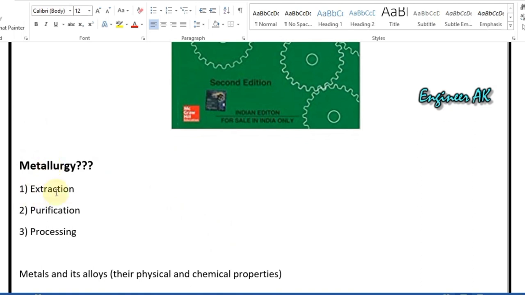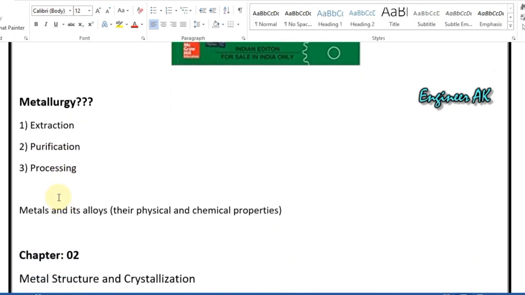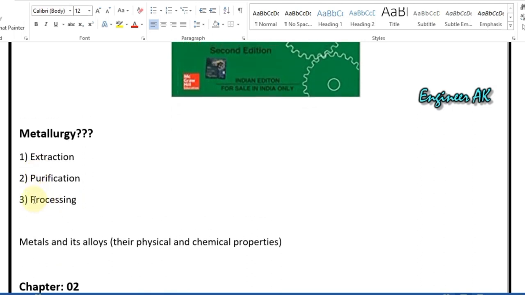It is the extraction, purification and processing of the metal and its alloys. Extraction means that first we get metal from its ores. Ores are the natural resources from where we get the metal. When we extract the metal, there are some impurities in it, so for that we do purification, and after that we do processing and convert it into different shapes according to our design need.